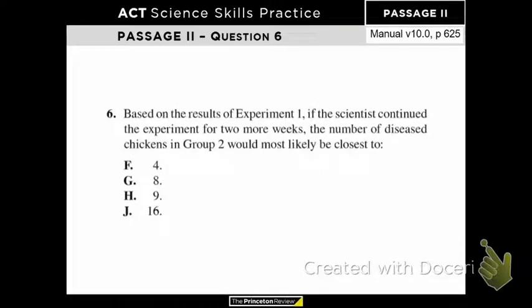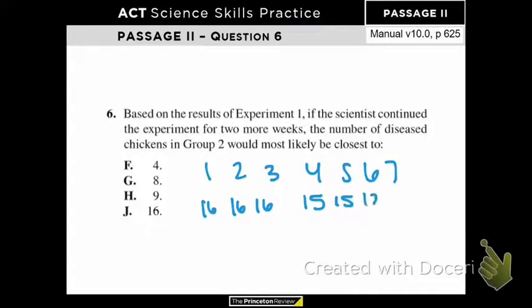Number 6, based on the results of experiment 1, if the scientists continued the experiment for 2 more weeks, the number of diseased chickens in group 2 would most likely be closest to what? So I'm just going to jot this down real quick. For group 2, if I look at the days here, it was 16 chickens started, and then 15, and then it went down to 12, and then 8. So this is the number of days, right? So this would be 1 week later, okay?